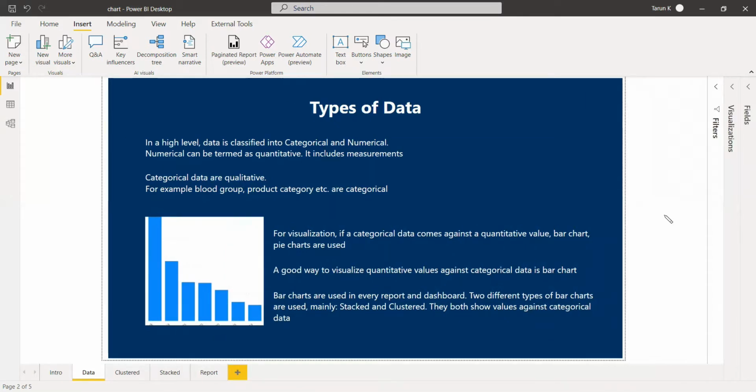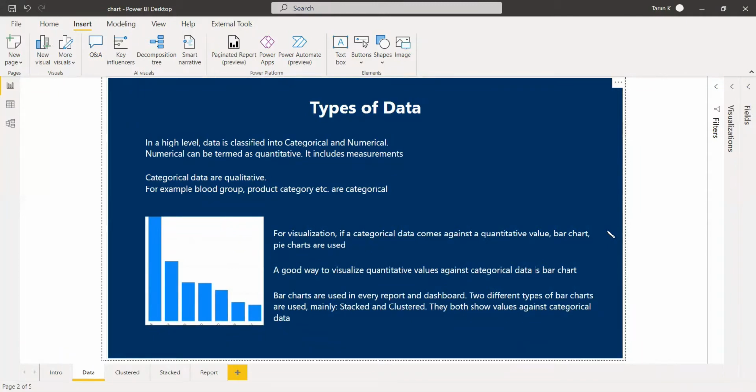The categorical data are like categories or names: the product names, the category names, the country, state. All these can be considered as categorical data. Even a blood group can be considered as categorical data.